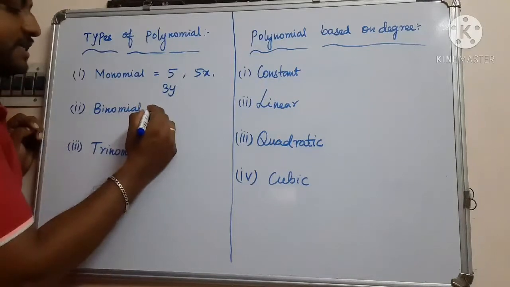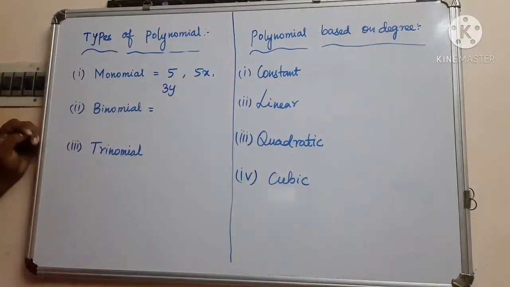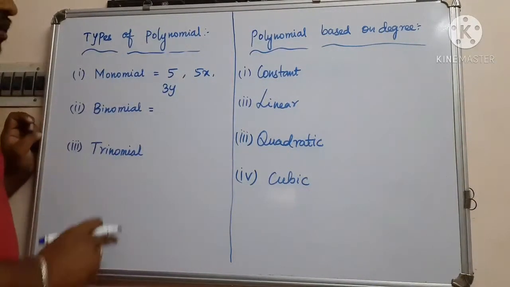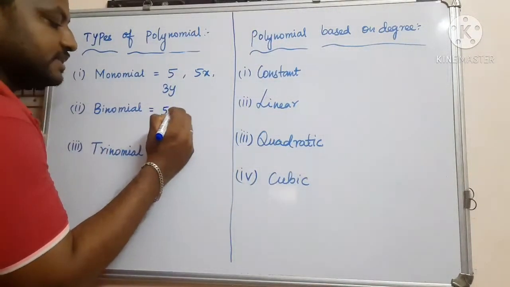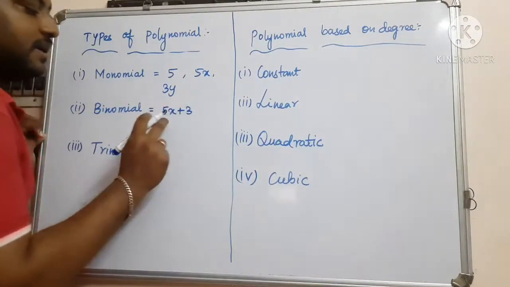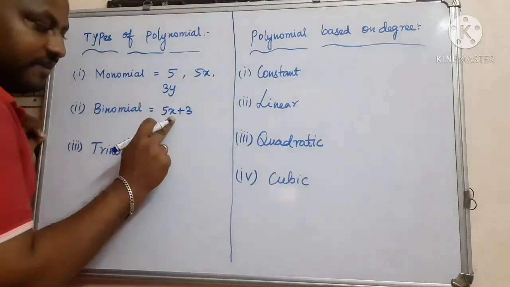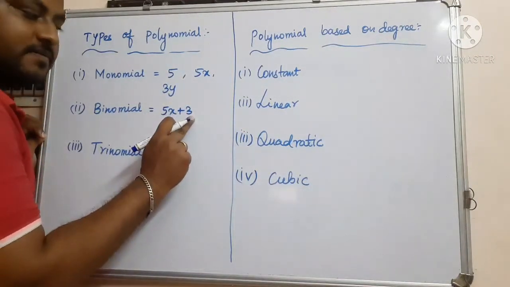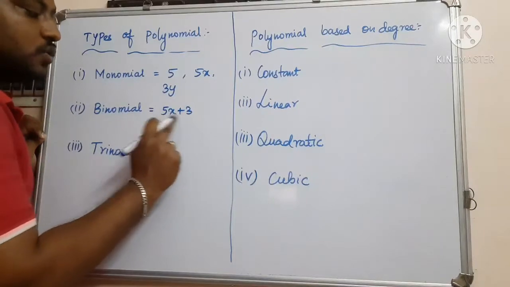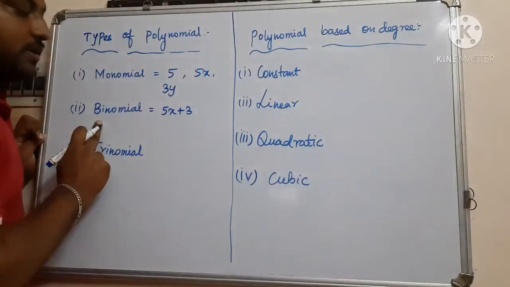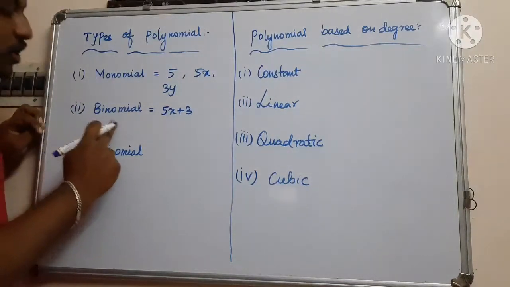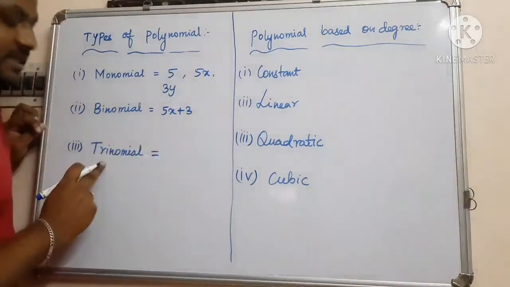And then second one is binomial. Binomial means a polynomial having two terms is called a binomial. Two terms means, for example, 5x plus 3. 5x is one term, and then 3 is a constant. So two terms are there, that is called a binomial polynomial.